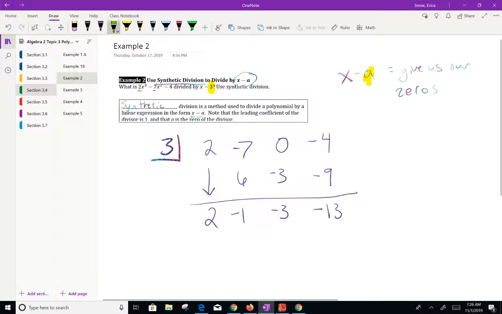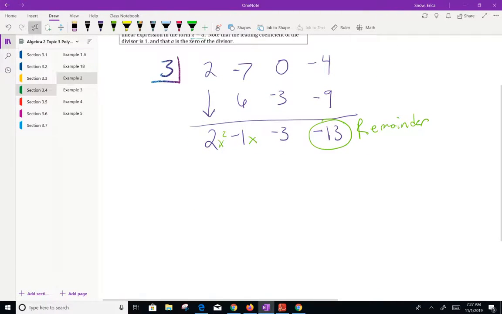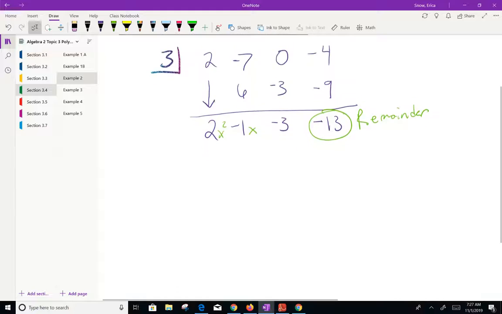And then all you do is you step down. So we started with an x cubed. So we're going to put an x squared here, an x here. And then this last number is our remainder. And legitimately, that's it.